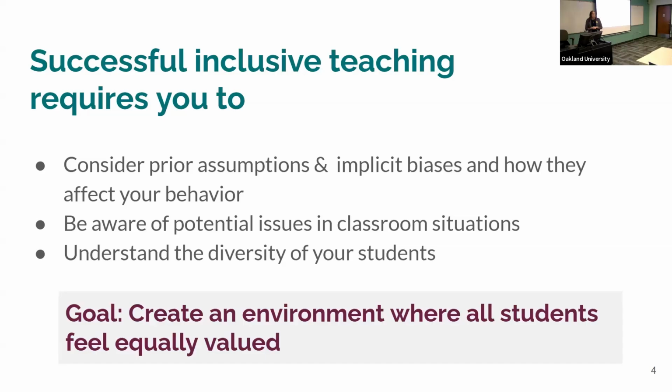We're going to have to consider your prior assumptions and your implicit biases. And an implicit bias is something that you might have that you don't even realize that you have. It's a thought that you might think about a group of people that you may not even realize that you have, and it might not actually be true. So we can think about how those affect your behavior, your interactions with students.